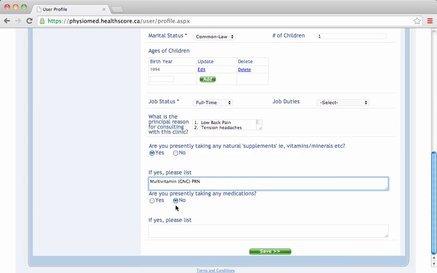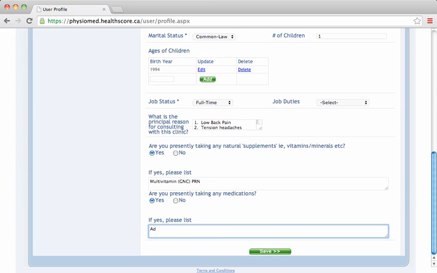Jane, are you presently taking any medications? And she's going to say, we'll say yes, Advil for back pain and occasional headaches.